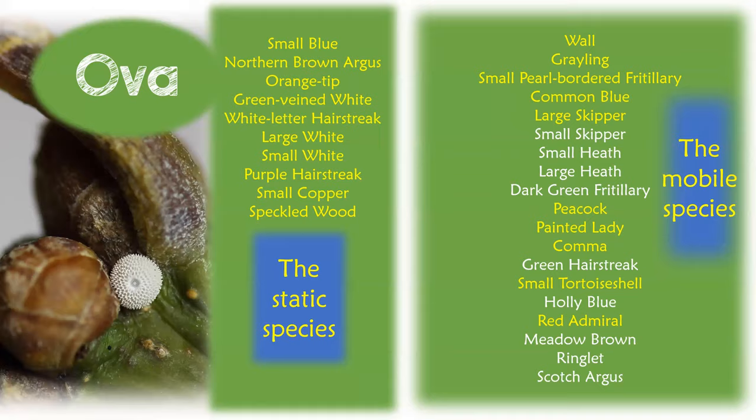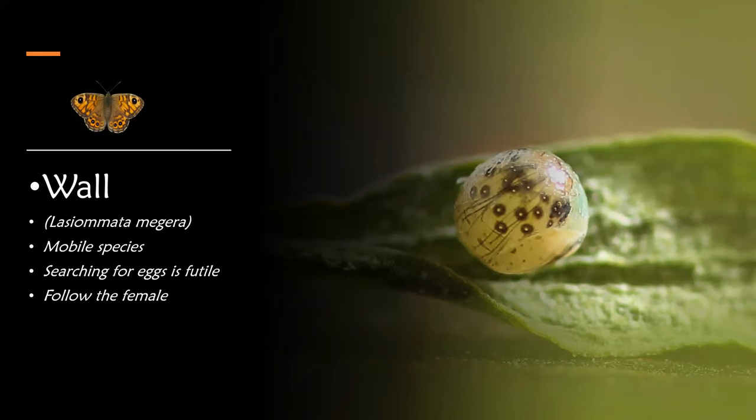So, I will go through a few species, just brushing the surface really, just highlighting a few of the many, given I have just 40 minutes. We begin with wall brown. Not easy to find without the help of the female to show you where, so therefore I class this one as a mobile species.